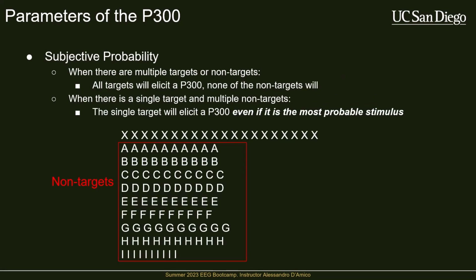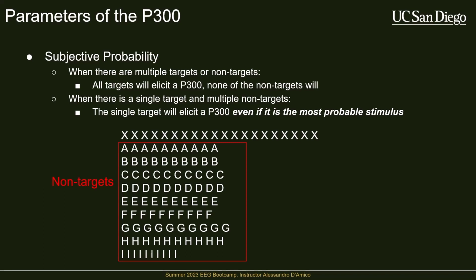So another parameter of the P3, and this one is just so cool, and Marta Kutas discovered this one, is that the subjective probability is important. When there are multiple targets or non-targets, all targets will elicit a P3, and none of the non-targets will. This is actually the example of the oddball task that we used, right? Every block, you were given one target letter for that block, but all of the other stimuli were non-targets.